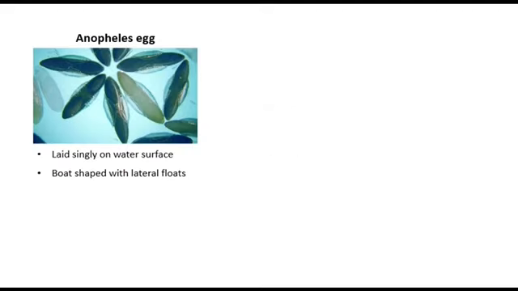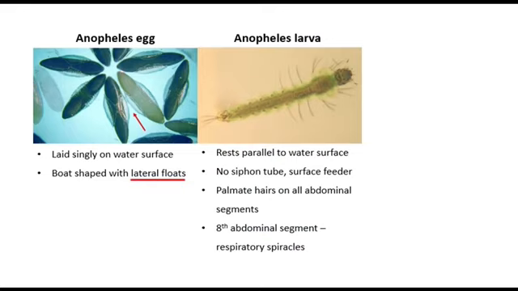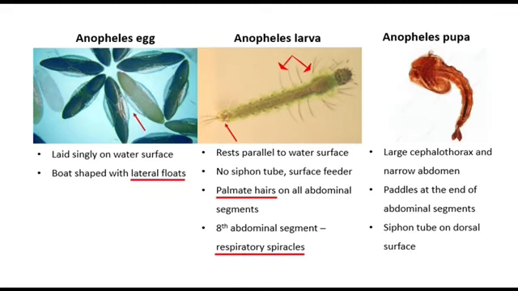Anopheles eggs are laid singly on the water surface. They are boat-shaped with lateral floats. Anopheles larvae rest parallel to the water surface, so it is a surface feeder. There is no respiratory siphon for air supply. There are palmate hairs on all the abdominal segments, and the eighth abdominal segment has respiratory spiracles.